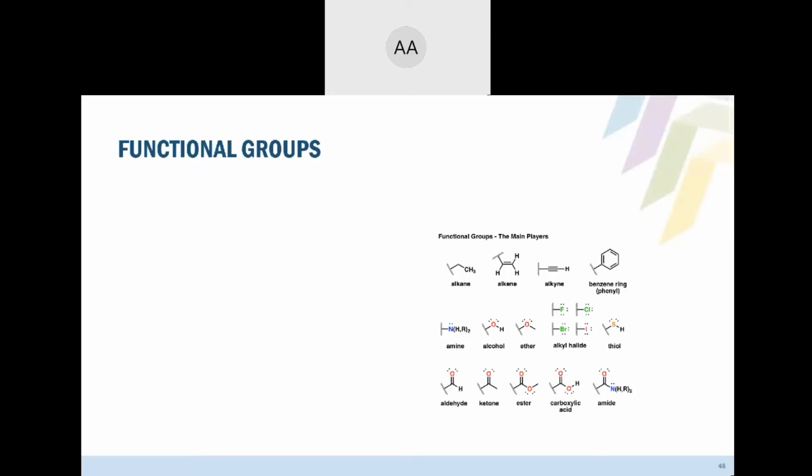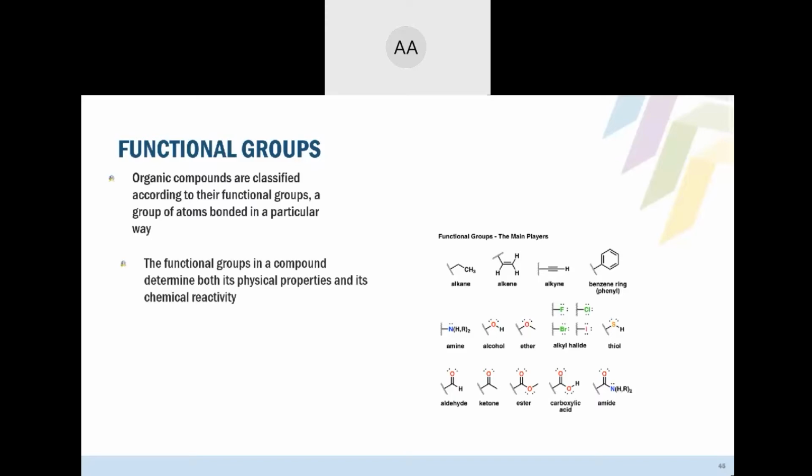So what about these functional groups? Organic compounds are classified according to their functional groups. A group of atoms bonded in a particular way, that's a functional group. The functional group in a compound determines both its physical properties and its chemical properties and its chemical reactivity. Functional groups affect the polarity of a compound and therefore determine the intermolecular forces it exhibits.